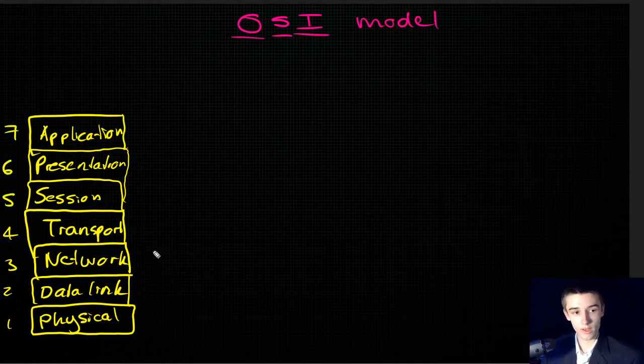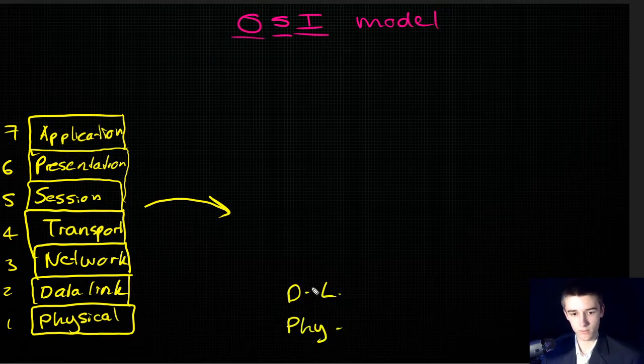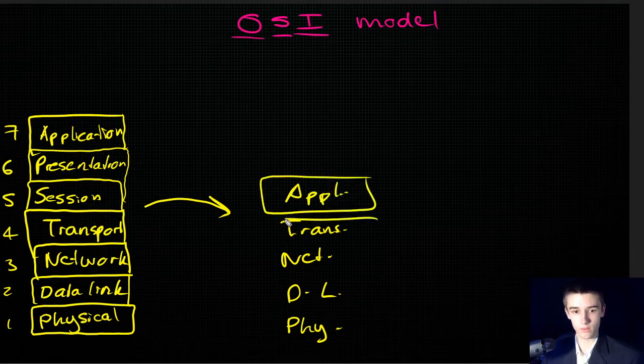Before I go into explaining each layer in a bit more depth, I'm going to draw an alternate model that I prefer to use, because in a more updated model, these top 3 layers were shoved into one, which makes it a little more simple. So I like to think of it as physical, data link, network, transport, and then just application. We've shoved these 3 into one, so it's a 5-layer model.